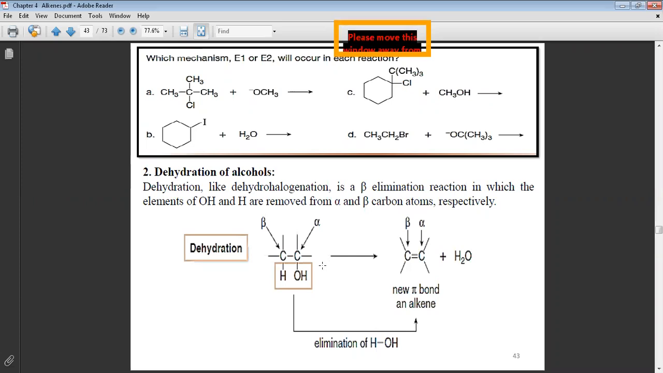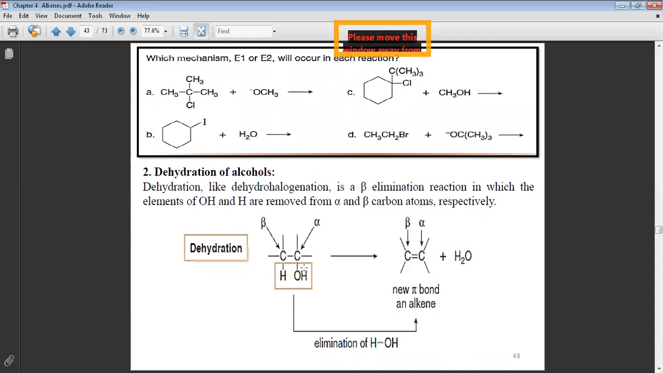Okay. Now, you have an alcohol. Look, students, you have the alcohol with this alpha carbon and this beta carbon. You have the hydroxyl OH group here and this hydrogen. Remove this and this. It will be removed as H2O and you have a double bond here. This is also an elimination reaction, and we say dehydration. Dehydration means removing the H2O group from the alcohol.